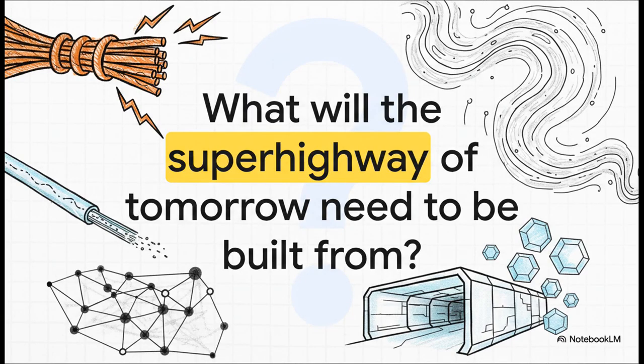So there you have it, from simple twisted copper wires to pulses of light shooting through glass to invisible waves in the air around us. Our entire digital world rests on this massive, complicated, and very real physical foundation. It really makes you think, doesn't it? As our demand for data just keeps growing and growing, what will the superhighway of tomorrow need to be built from to keep up? What comes after the light-speed tunnel?